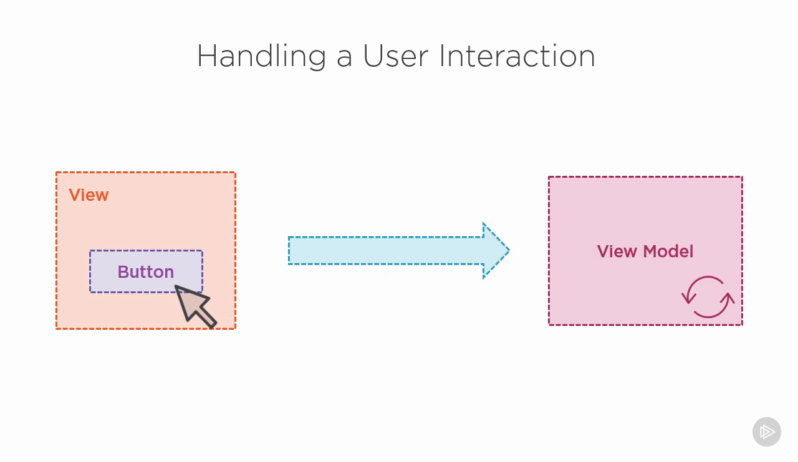This means that we need a way to trigger the execution of code in the view model instead, when a UI event is triggered. How can we do this? Well, the answer is using a command.